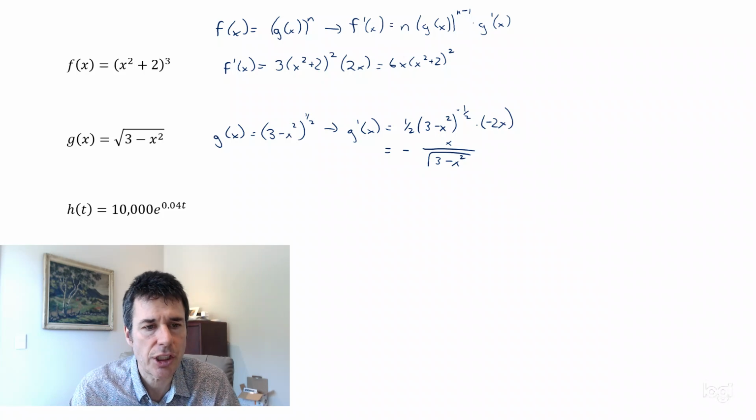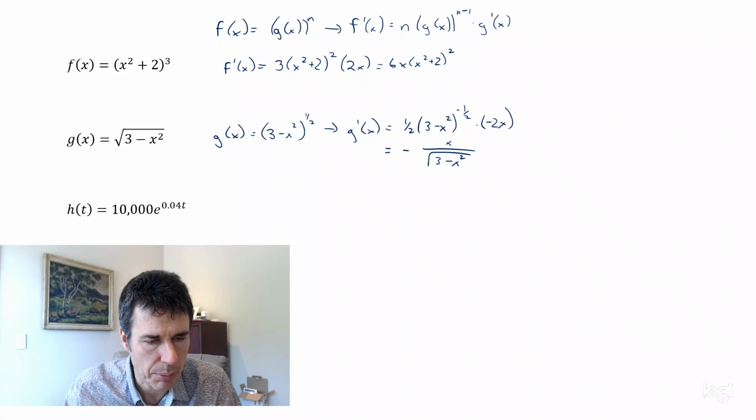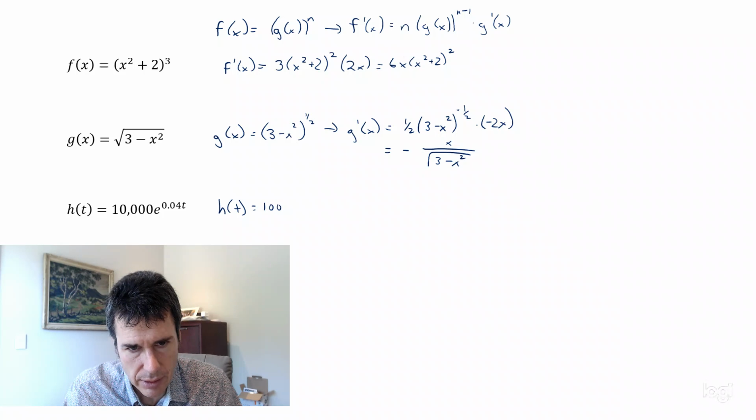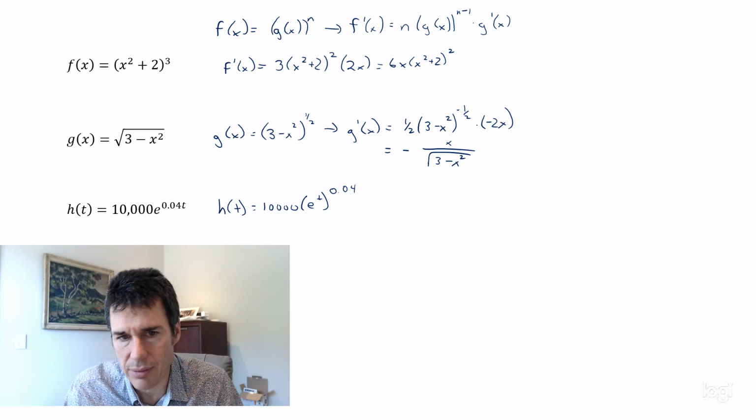Finally, this function here, this is the kind of thing that would show up in calculations of a future value, right? Interest rate of 4%, continuously compounded. This is the future value at time t of $10,000 invested. So I need to rewrite this so this looks like something to the power n. So I'm going to rewrite this h of t equals 10,000 times e to the t to the 0.04. So that's sort of our n.